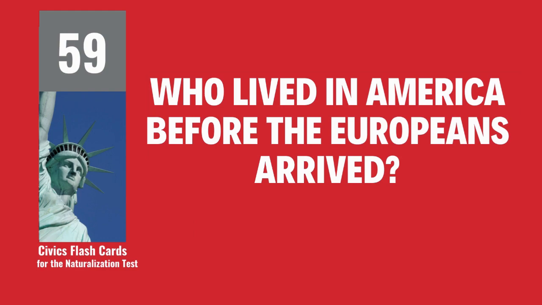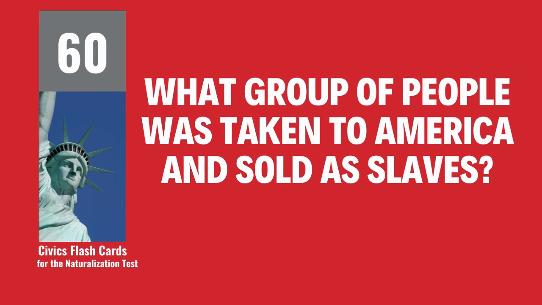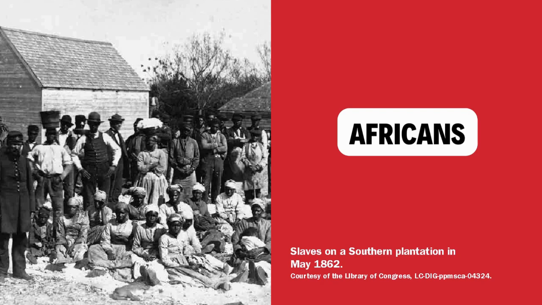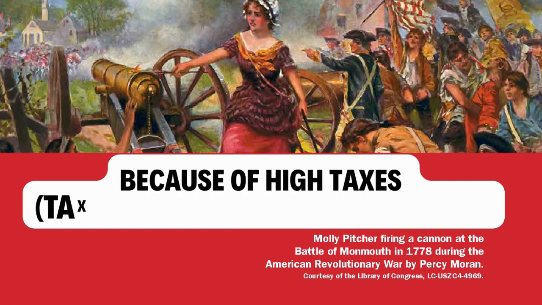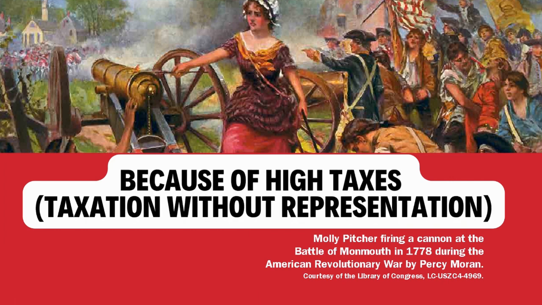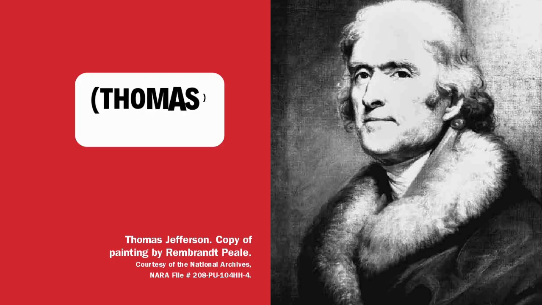Who lived in America before the Europeans arrived? American Indians. What group of people was taken to America and sold as slaves? Africans. Why did the colonists fight the British? Because of high taxes, taxation without representation. Who wrote the Declaration of Independence? Thomas Jefferson.